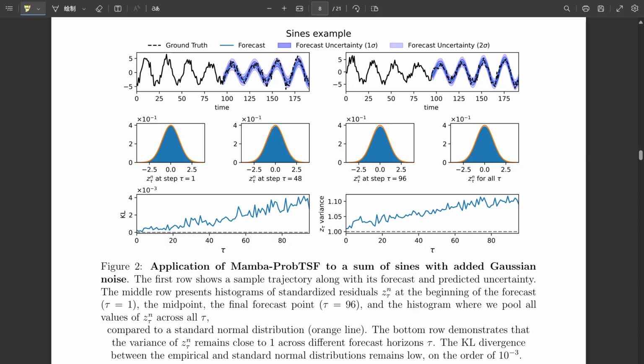KL divergence sounds fancy. It's a concept from information theory. Basically, it measures how much one probability distribution differs from another. In this case, they measure the KL divergence between the actual distribution of the standardized residuals they got from the model and that ideal standard normal distribution. So it quantifies how far the shape of the residuals distribution is from the target bell curve.